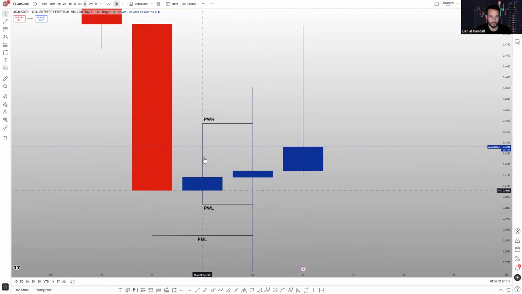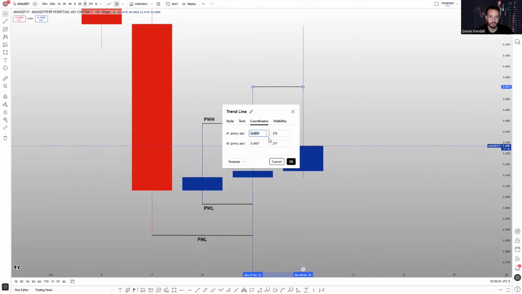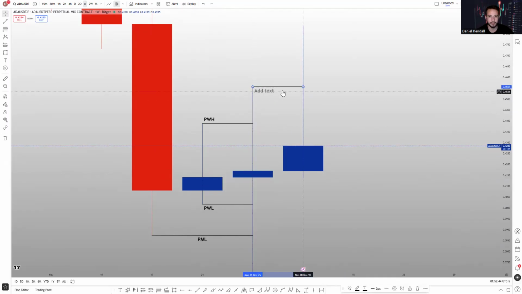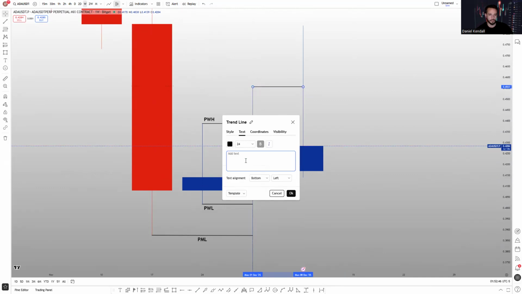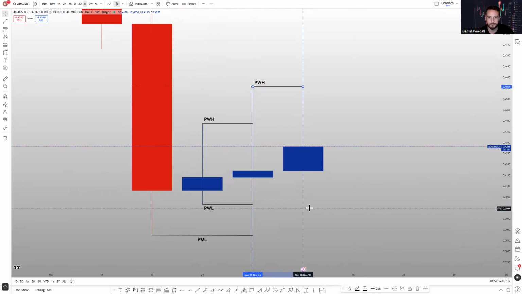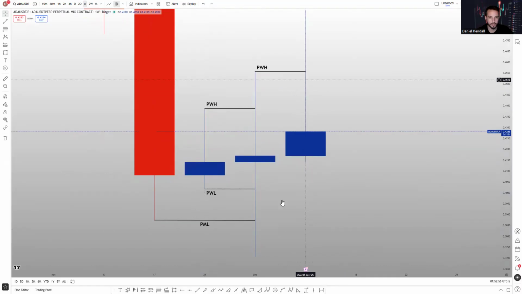Right, so there's the sweep of this weekly candle, the sweep of the monthly low, and I'm going to mark off this sweep here, because this will be our target. The high of this candle, 0.4557. Okay, bang on, sweet. So we make that the previous week's high, or the weekly high. Top. Okay, cool. So we've marked off all of our sweeps.